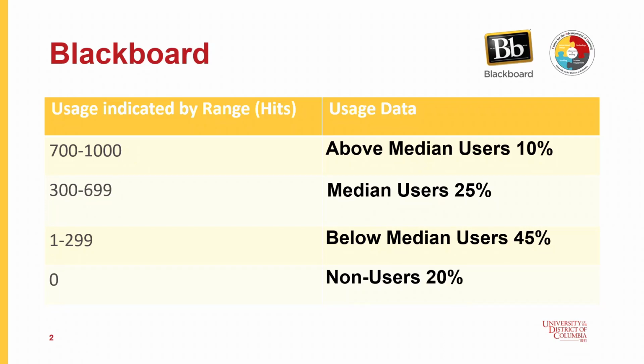The median information was determined by the quantity lying at the midpoint of the frequency distribution. In the case of the Blackboard data, the frequency was determined by hits. A hit is a term that explains how Blackboard tracks activity. Therefore, if an instructor clicks on a page or tab within a course site, it is counted as a hit. In this chart, please notice the range of hits. For example, users with 300 through 699 hits in their courses were categorized as median users as they fall in the midpoint range of the data.